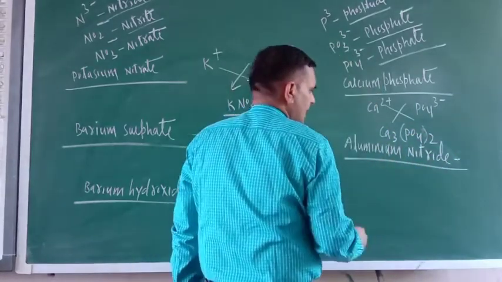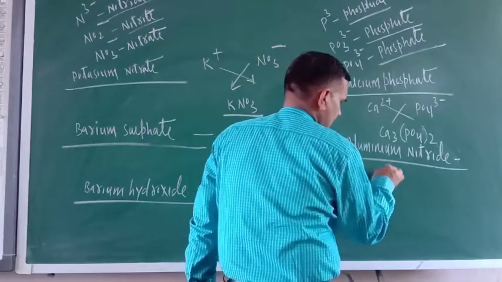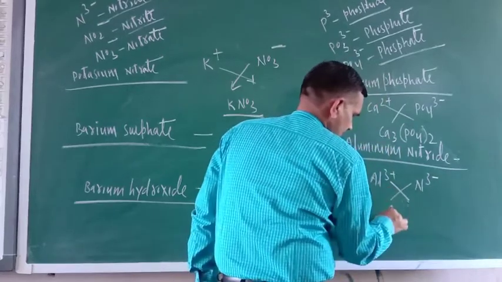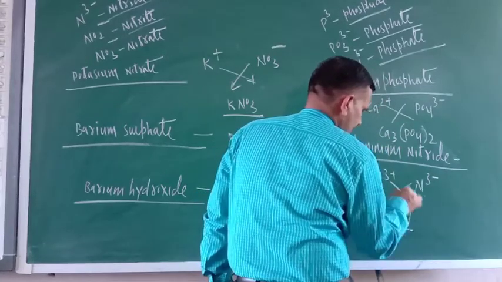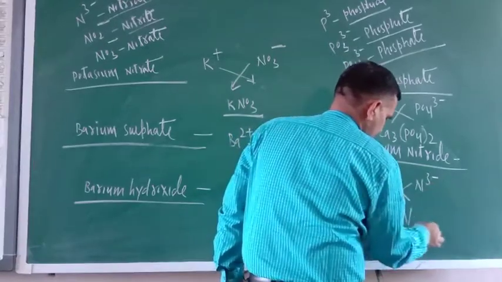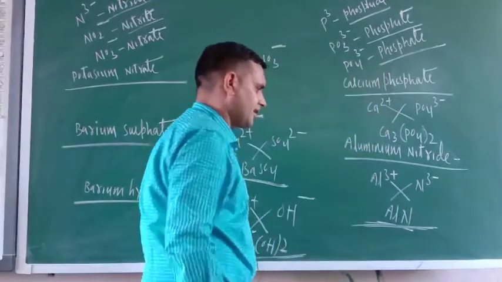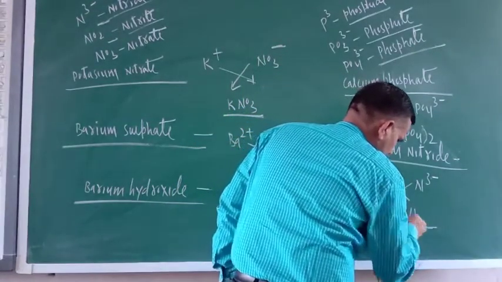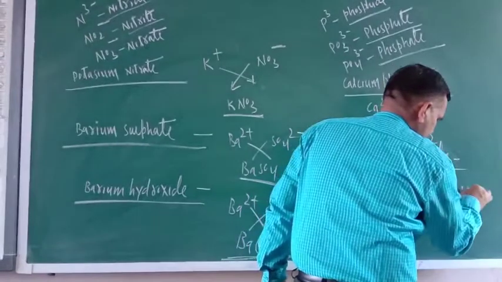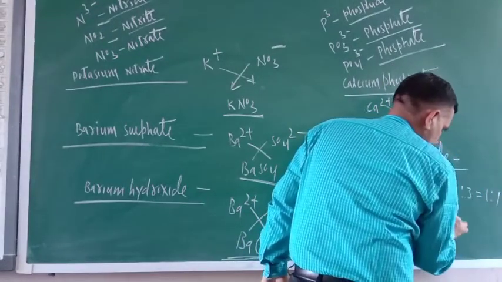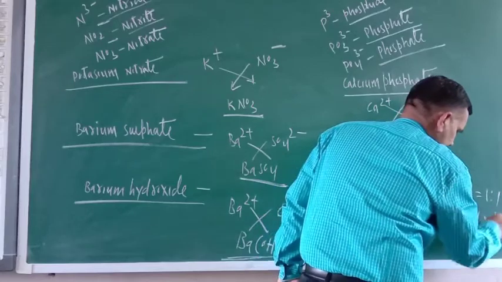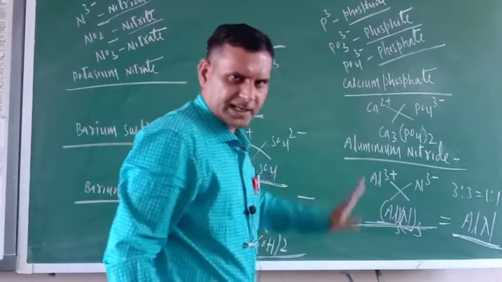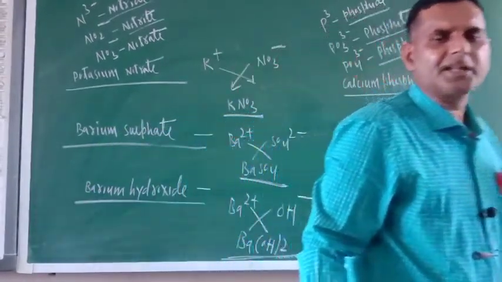Calcium phosphate. Now aluminium nitride, Al 3 positive, N 3 negative. So what is this one? AlN. This is 3 positive, this is 3 negative. Aluminium nitride. Now you can write it in this way also, Al3N3, correct? So 3 ratio 3 is equal to 1:1. So it is better to write AlN, aluminium nitride, 1:1. This is the way to write chemical formulae.